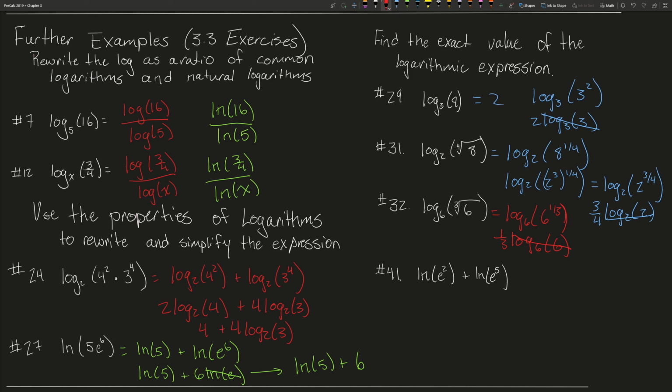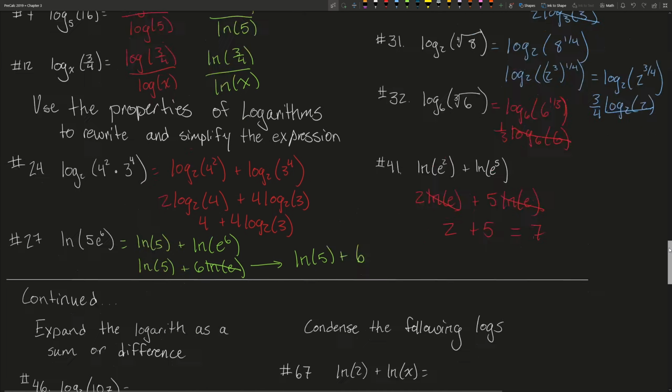And number 41, the natural log of e squared plus the natural log of e to the 5th. We can rewrite this as 2 natural log of e plus 5 natural log of e. These natural logs of e simplify to just 1, so we're left with 2 plus 5, which is just equal to 7. A couple more examples.